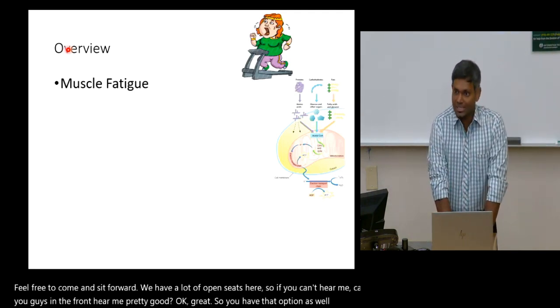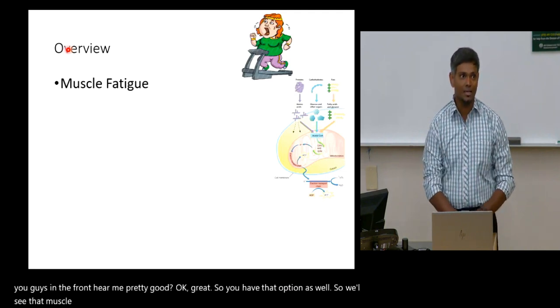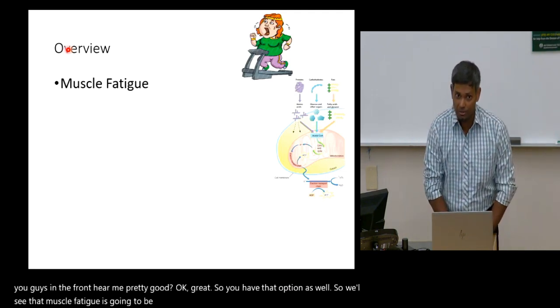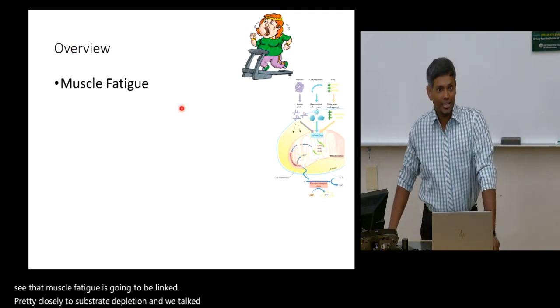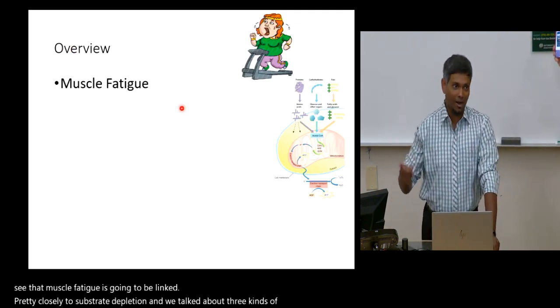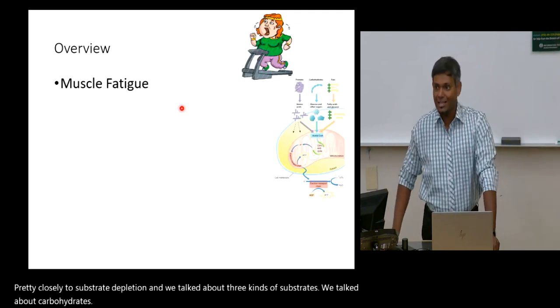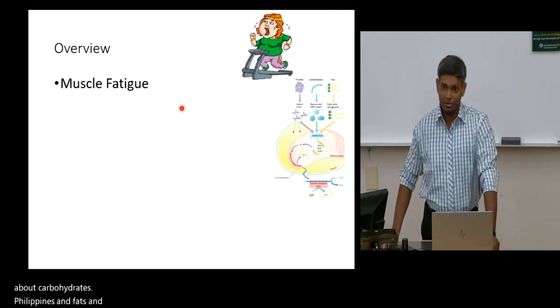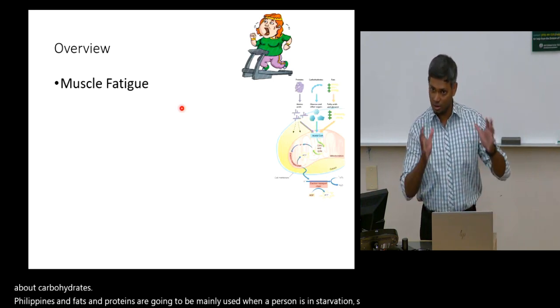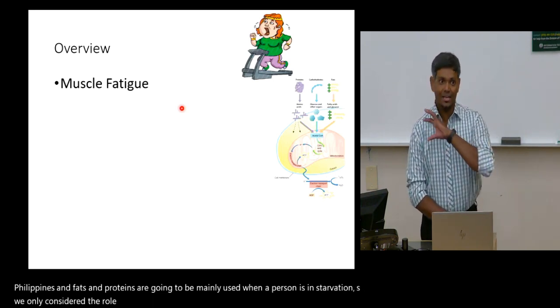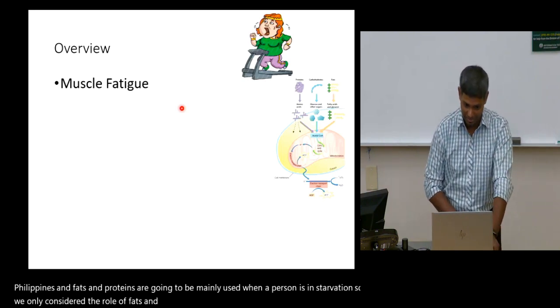So we'll see that muscle fatigue is going to be linked pretty closely to substrate depletion. All right? And we talked about three kinds of substrates. We talked about carbohydrates, proteins, and fats. And proteins are going to be mainly used when a person is in starvation. So we only consider the role of fats and carbohydrates in the synthesis of ATP.